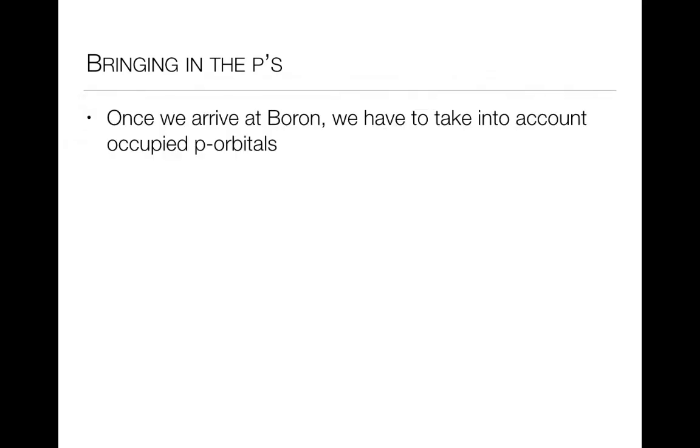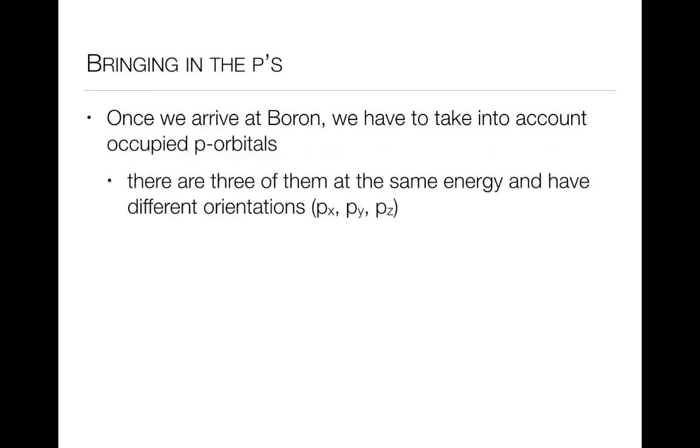Well, once we get past beryllium, now we're bringing in the p orbitals, and so once we hit boron, we've got to take into account any occupied p orbitals. Now p orbitals are very different from s orbitals, mainly because there are 3 of them at the same energy and they all have different orientations. Just as a reminder, those 3 p orbitals are the px, the py, and the pz, and the x, y, and z are the axes along which they lie.